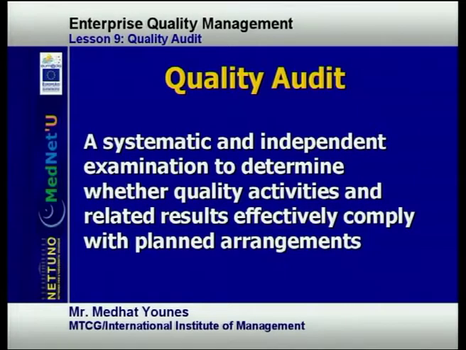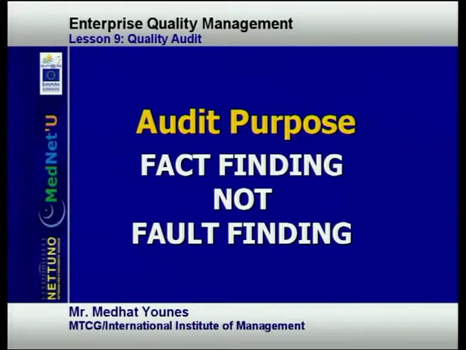Quality audit is defined as a systematic and independent examination to determine whether quality activities and related results effectively comply with planned arrangements. Audit purpose. It's important to remember that audit is about fact-finding, not fault-finding. Your role as a quality auditor is not to go look for faults, but to assess the facts about the performance of the system, whether it be positive or negative.